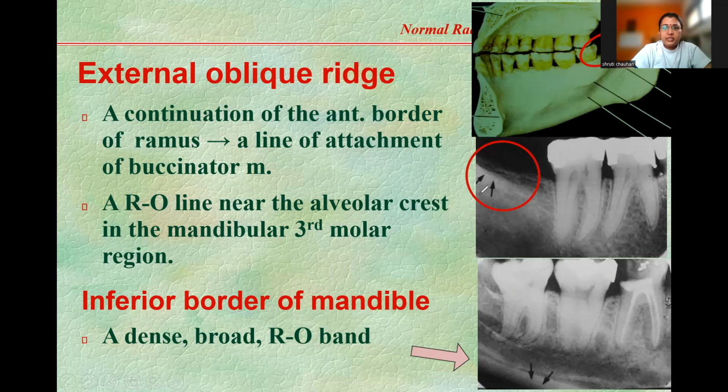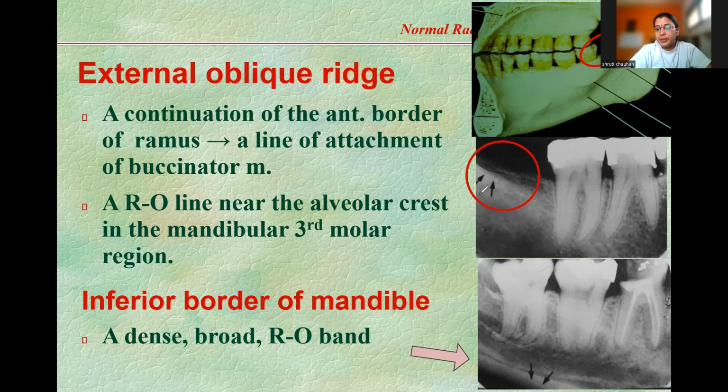Now, what is the importance? The external oblique ridge is the line of attachment of your buccinator muscle. So your buccinator muscle comes and attaches on your external oblique ridge. It is a radio-opaque line near the alveolar crest and the mandibular third molar region. So this is done.